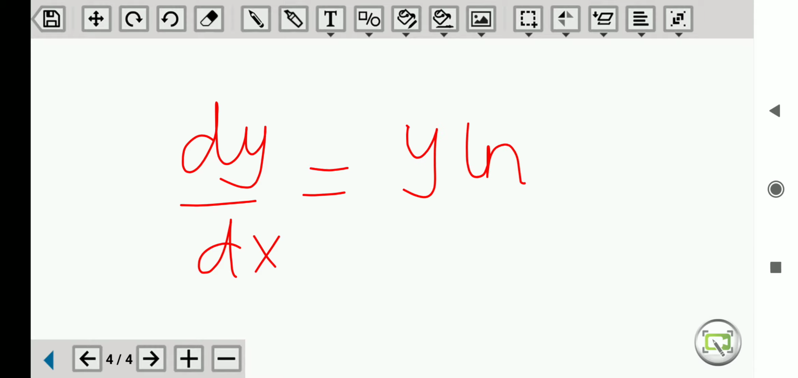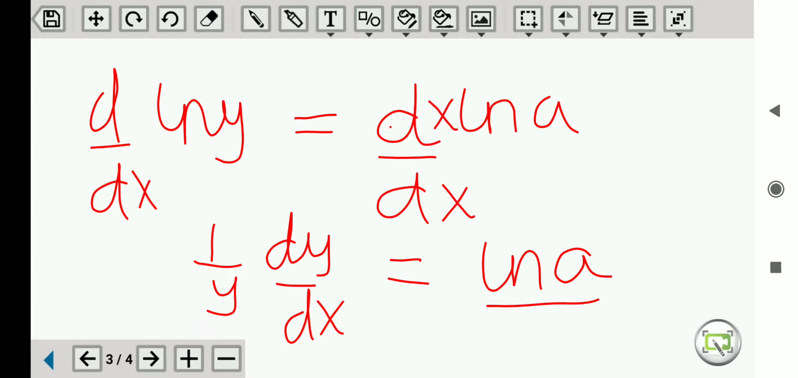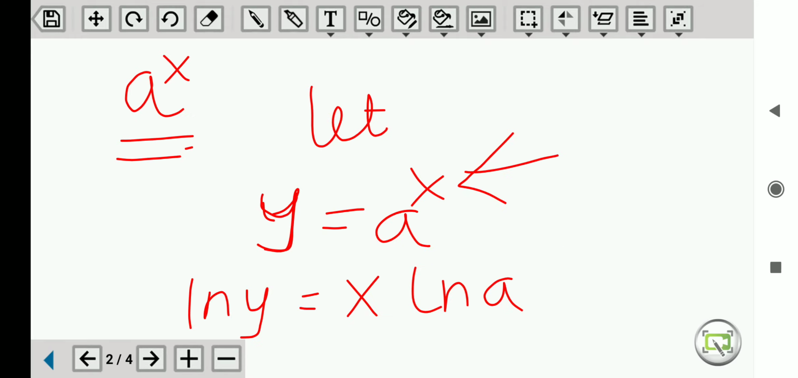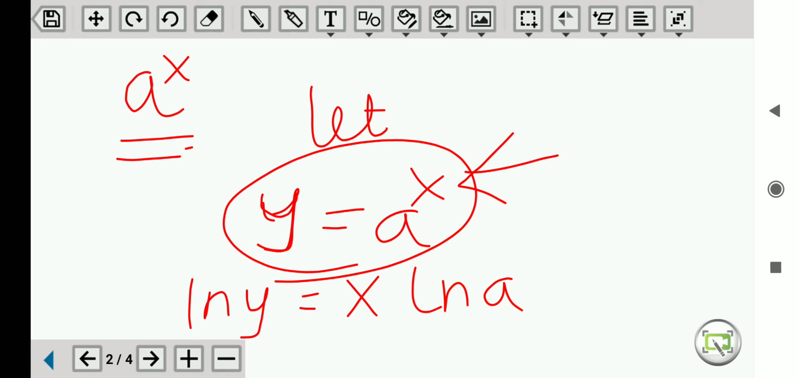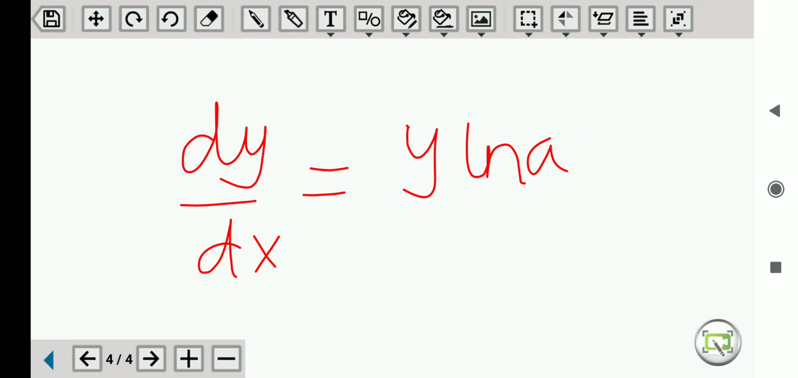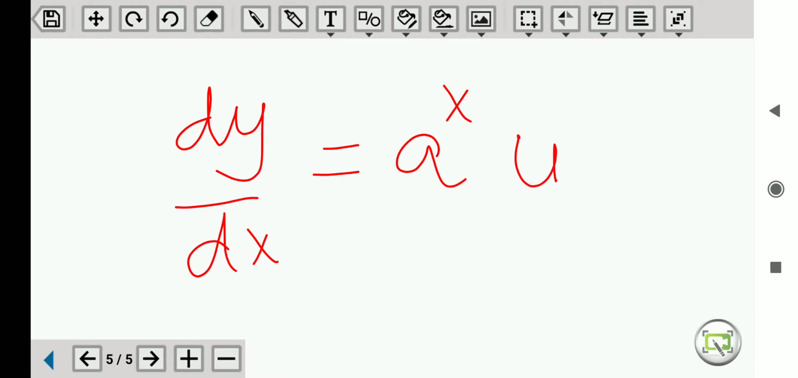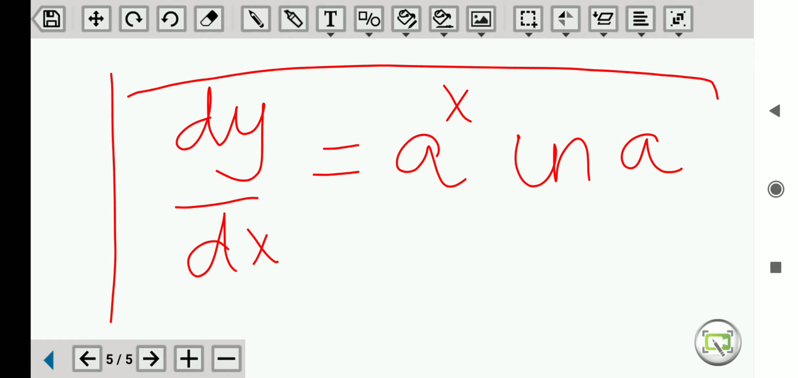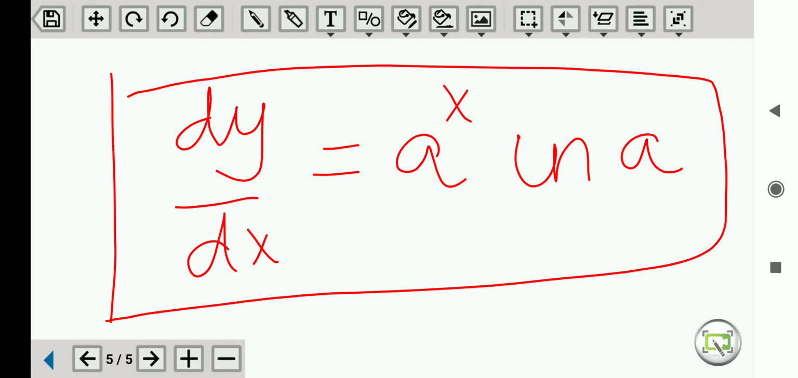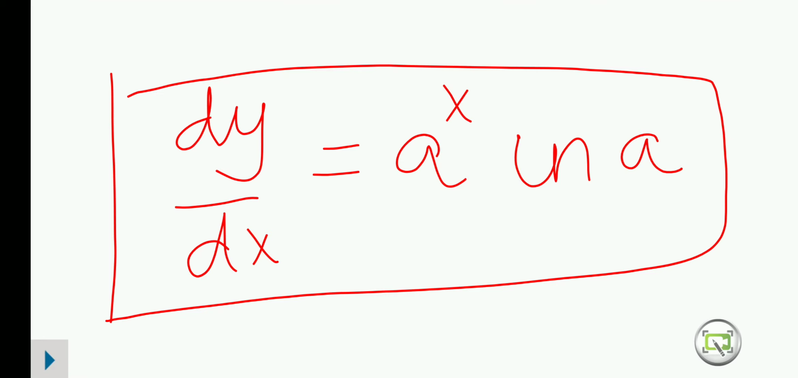y ln a. But in the very beginning, what we have considered, y is equal to a raised to x. So substituting the value of y, we will be getting dy by dx is equal to a raised to x ln a. This is the derivation of this formula. Now you have to apply this directly in your problem sums, so remember this.